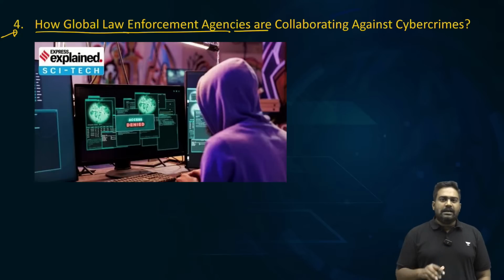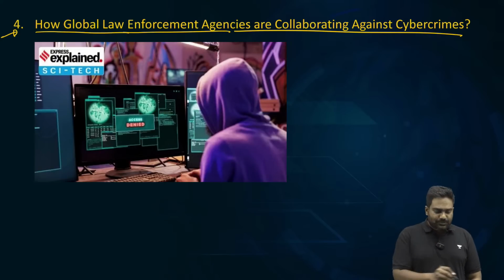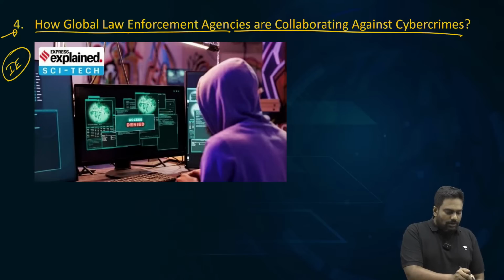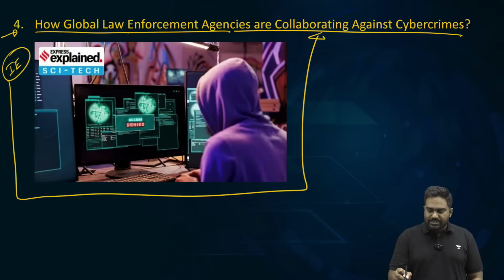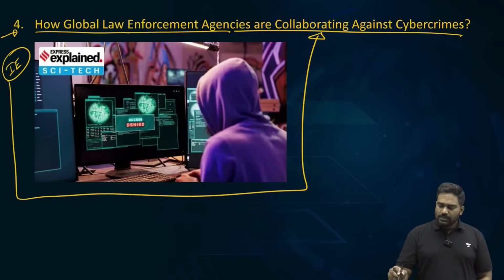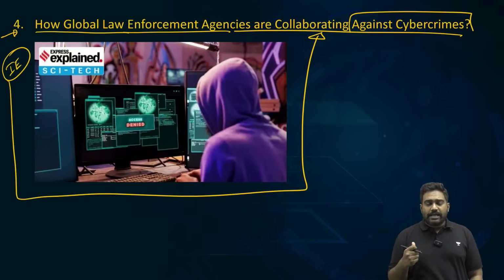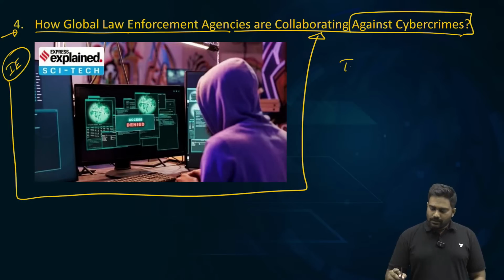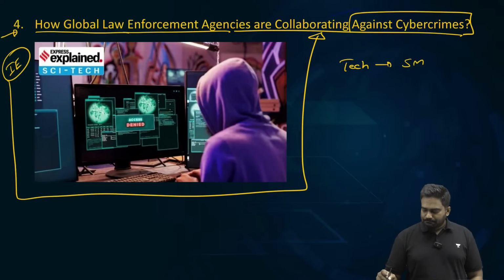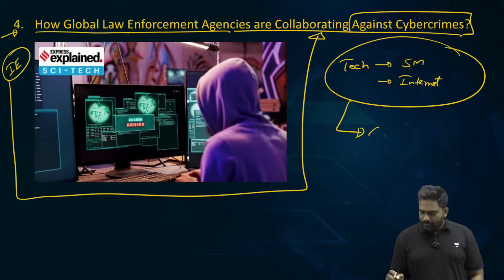There was a detailed article in the Indian Express about how global law enforcement agencies are collaborating, working together to tackle cyber crimes, especially to bring down encrypted messaging platforms which are misused by cyber criminals. See, please understand, technology, especially social media, internet-based platforms, have been easily misused by organized criminal cartels.